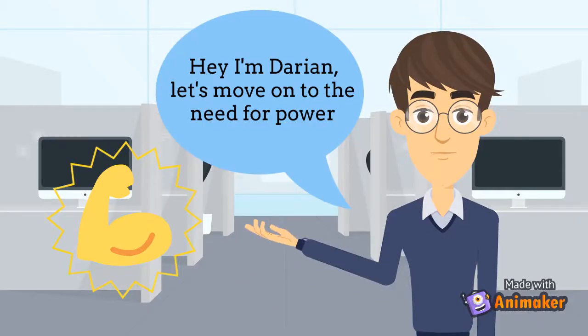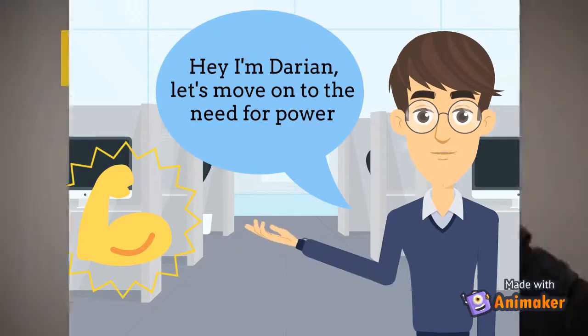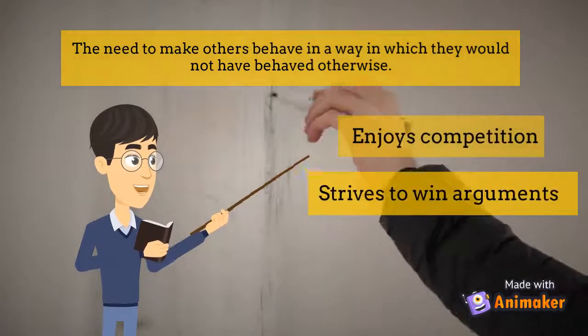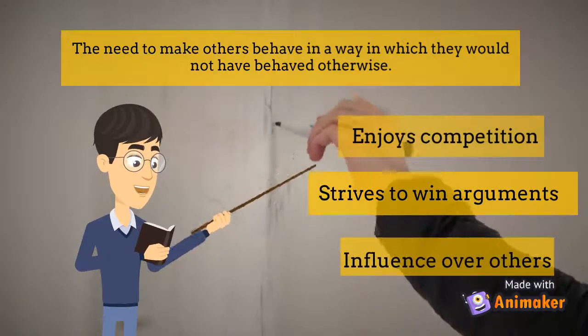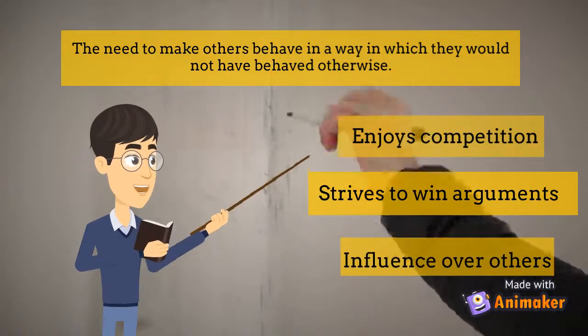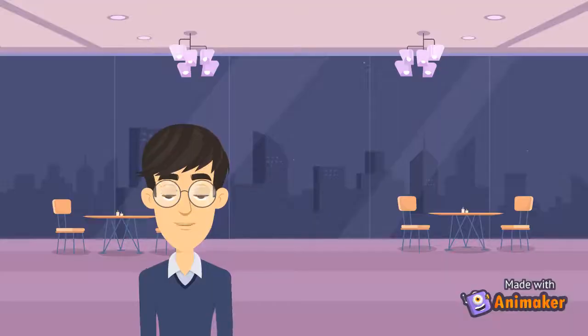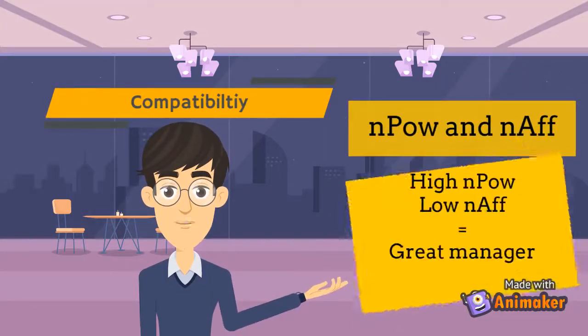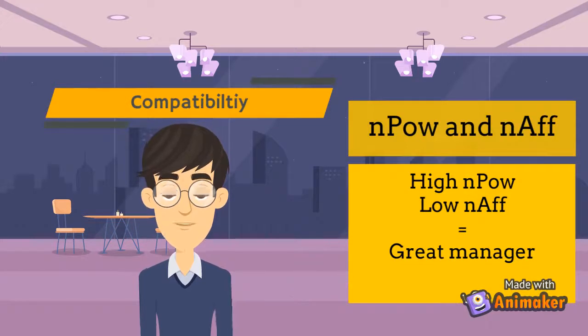Hello, I'm Darian. Let's move on to the need for power. A need for power can be described as the need to control others. People with a high need for power enjoy competition, strive to win arguments, and influence others. People with a high need for power and a low need for affiliation have the characteristics of a great manager.